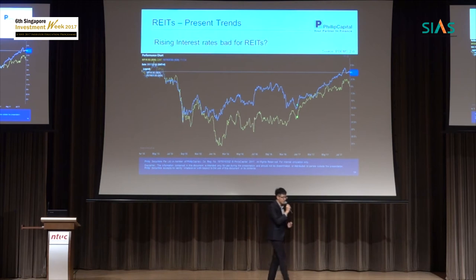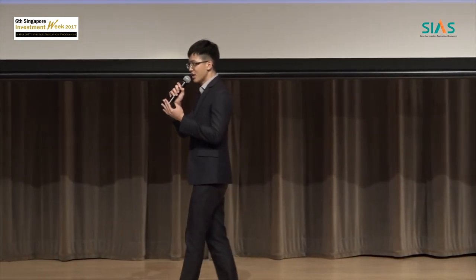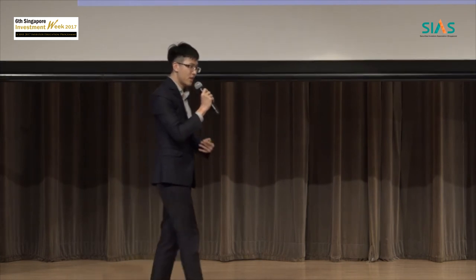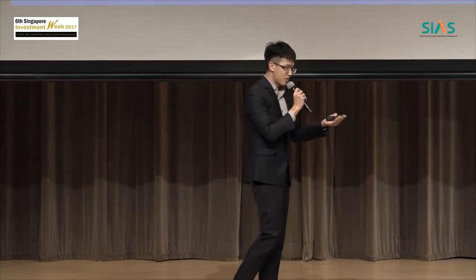The first answer is that when interest rates rise, we see higher interest expenses, and that leads to lower income, and then lower dividends. So we might see share price go down. But on the flip side, when we see higher interest rates, it means that the economy is picking up. That means more property demand, then more income and revenue for the REITs. So the REITs perform better.